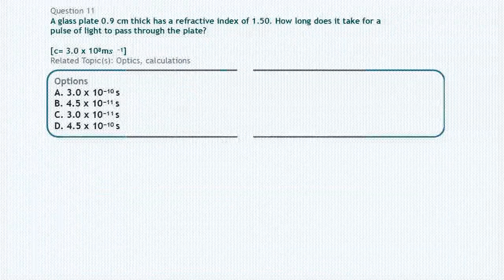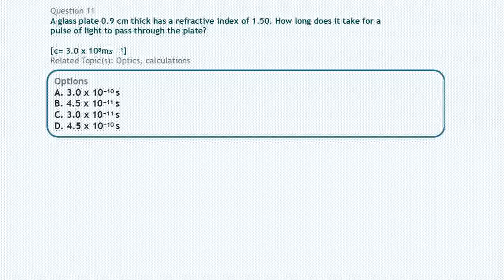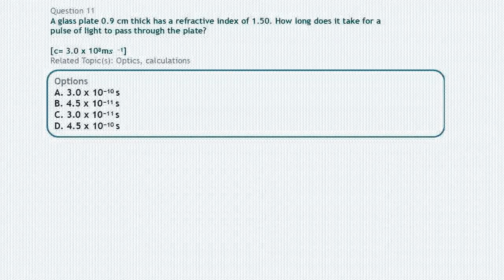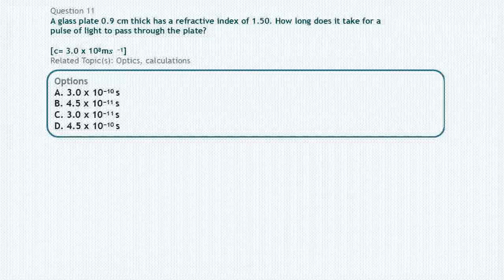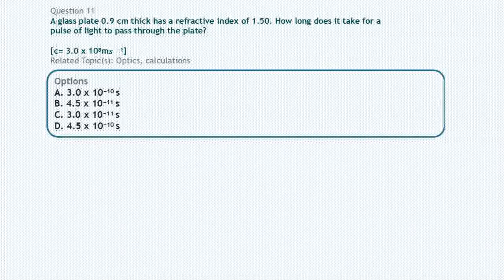Next on optics: a glass plate 0.9 centimeter thick has a refractive index of 1.50. How long does it take for a pulse of light to pass through the plate? We have the speed of light to be 3.0 times 10 raised to power 8.